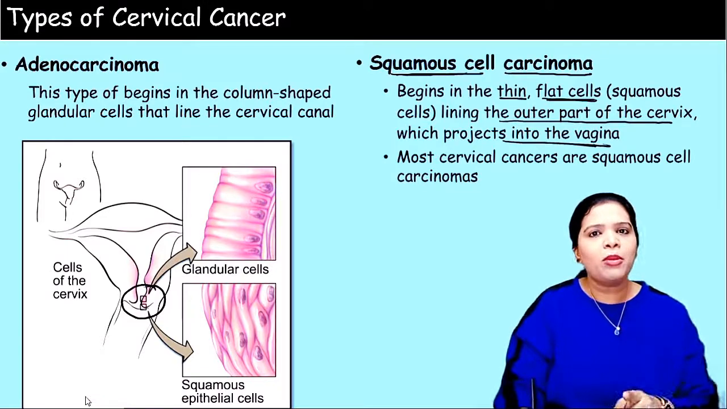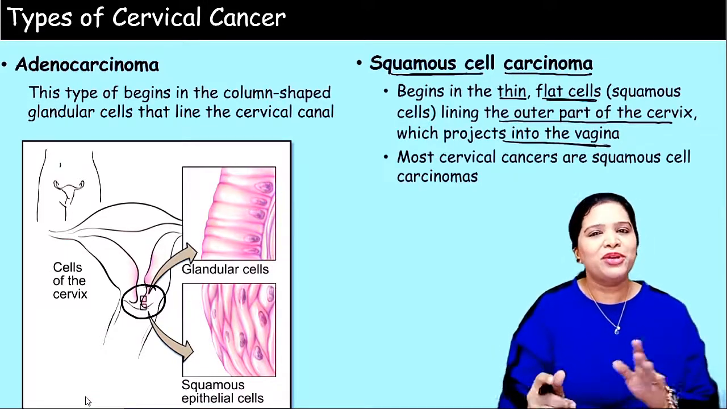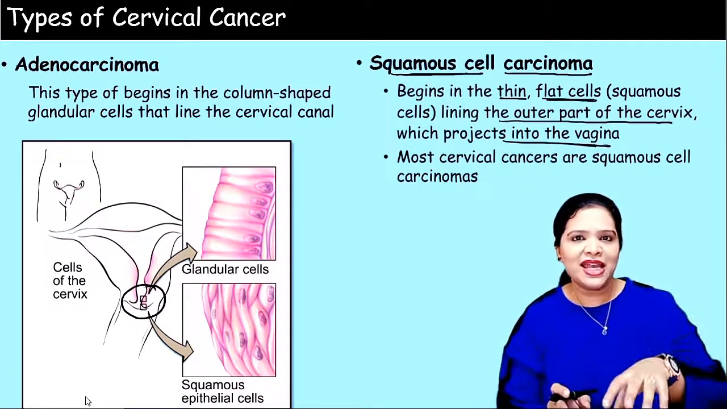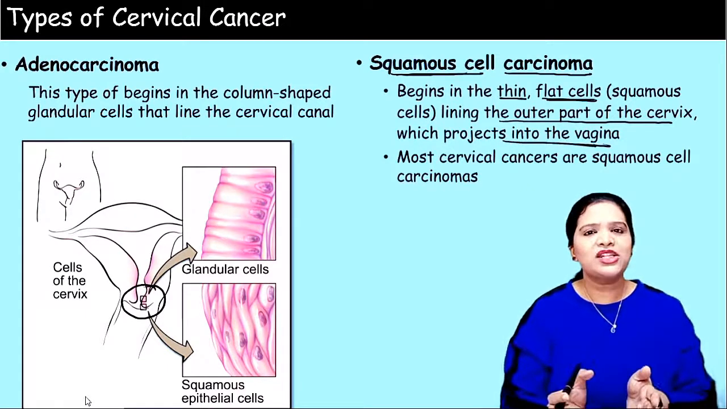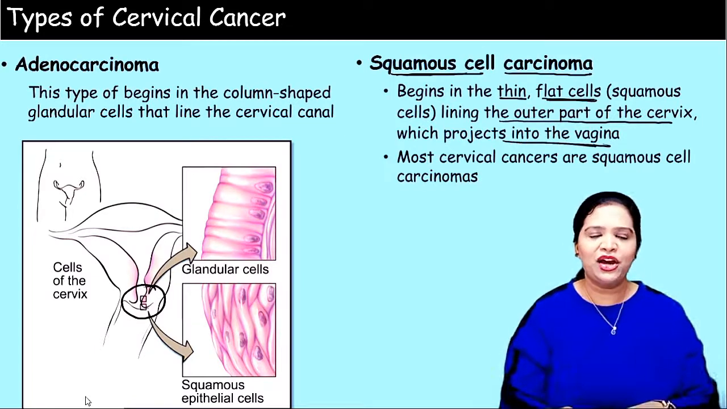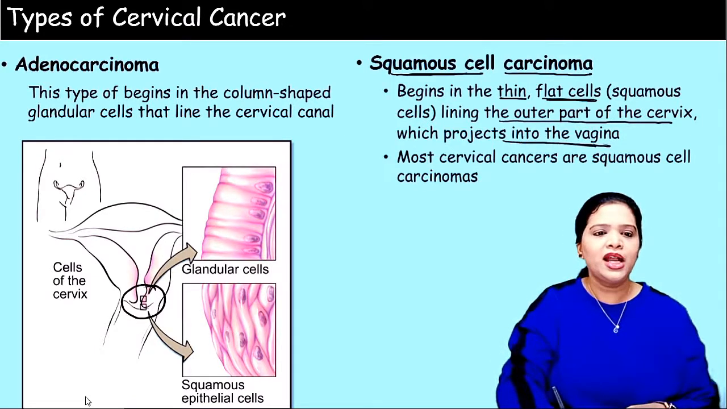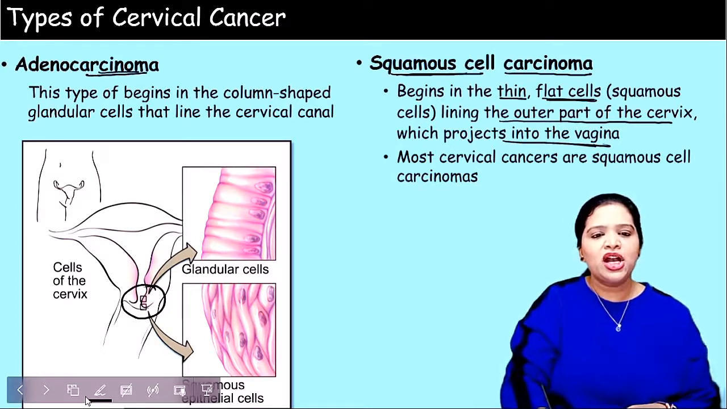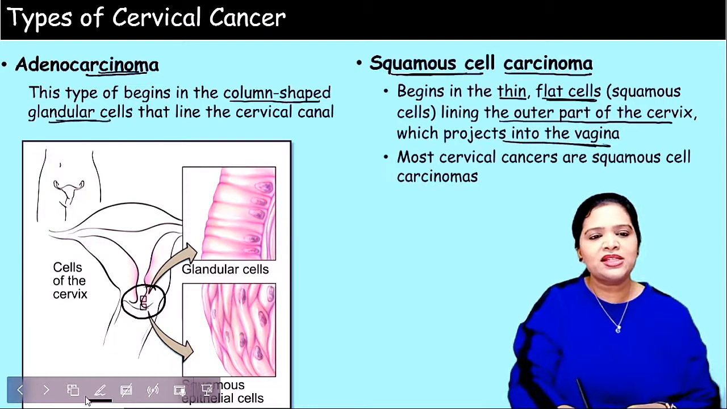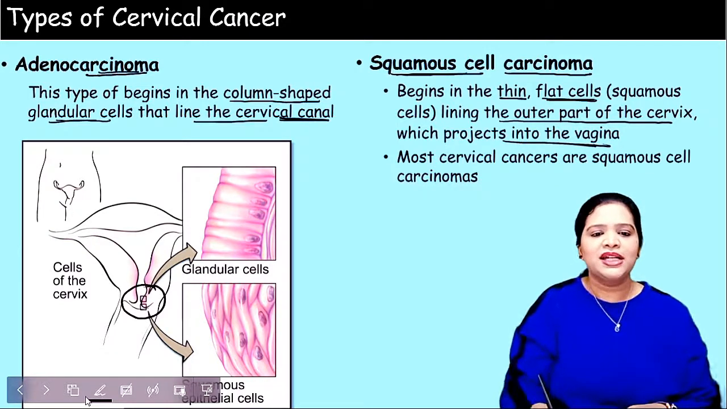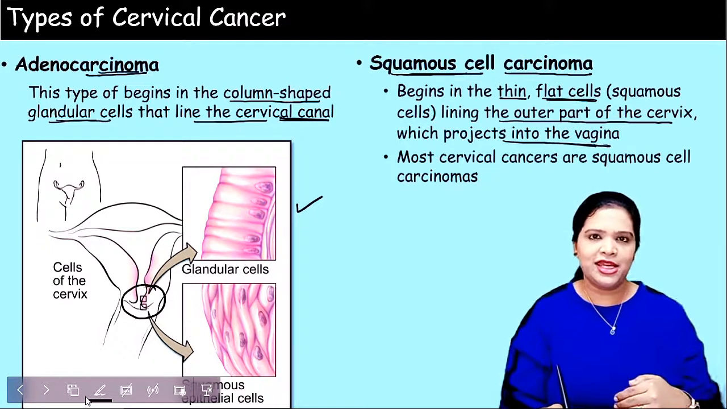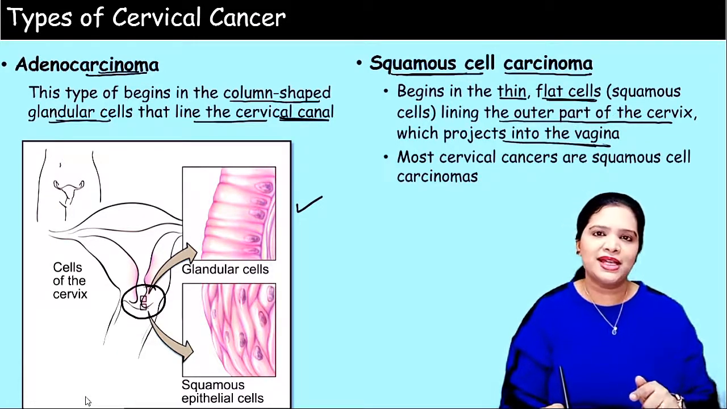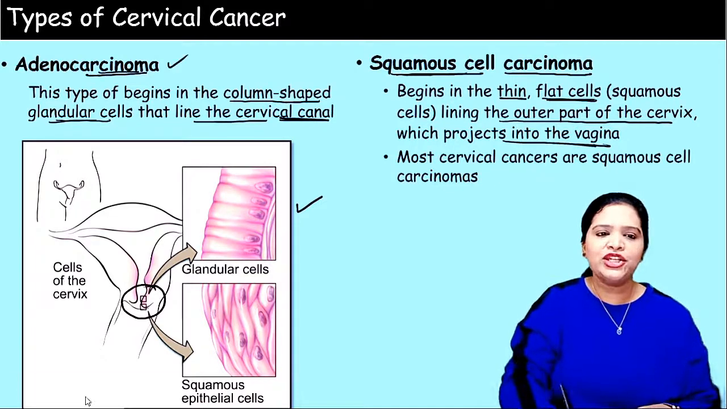This is the common type of cervical cancer, because we know that the outer cell region is squamous cell. As the virus enters, it affects the outermost layer. That's how the squamous cells are highly affected by this cancer. The second type of carcinoma is called adenocarcinoma, in which the column-shaped glandular cells line the cervical canal. These are the glandular cells, the next layer. If these cells are affected, it also results in cancer. That cancer we call adenocarcinoma.